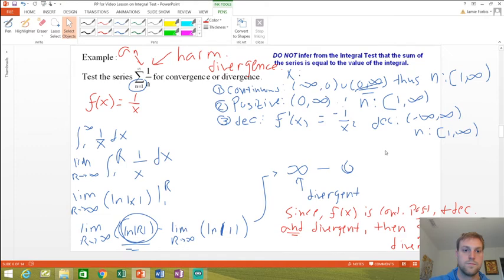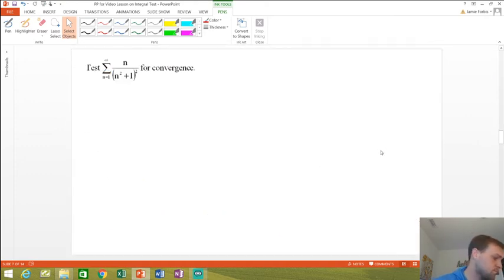Let's try another one. Again, this is the part that annoys me about all this: you do integral tests whenever the sequence is easy to integrate, like n over n squared plus 1 squared. Oh, that's easy to integrate. Well, how can you know that? That's kind of the annoying part.